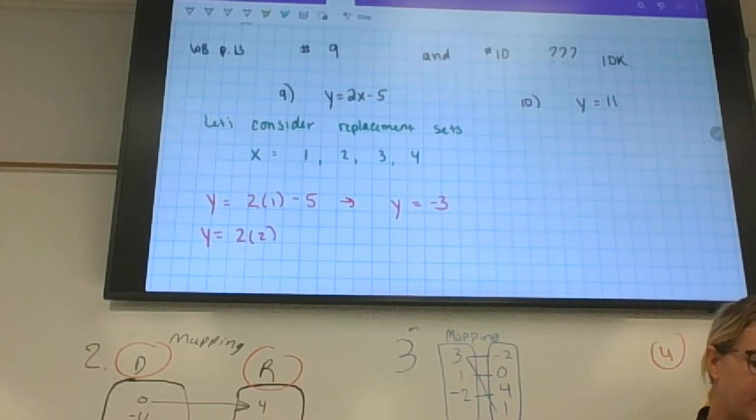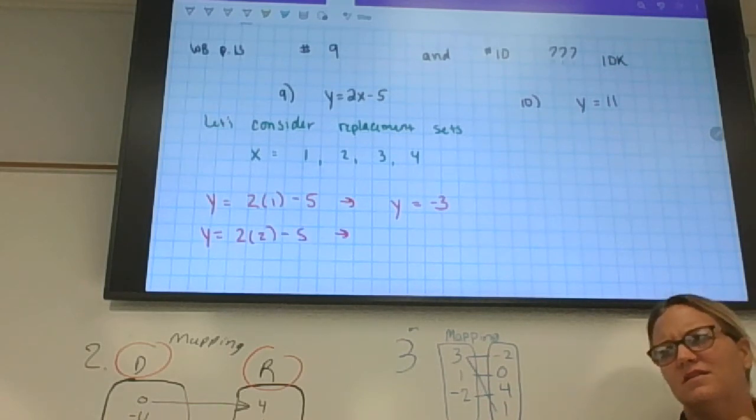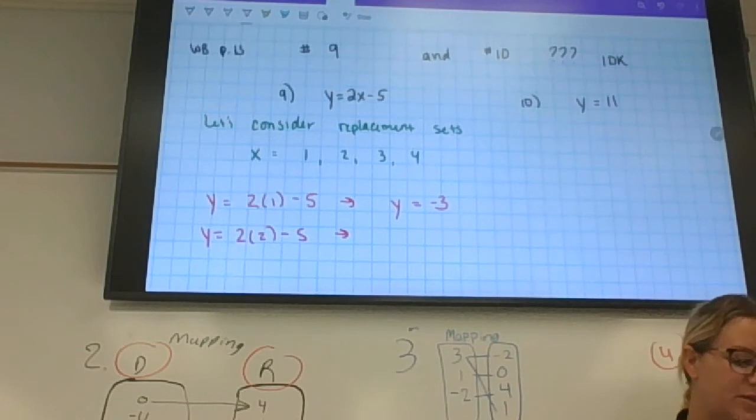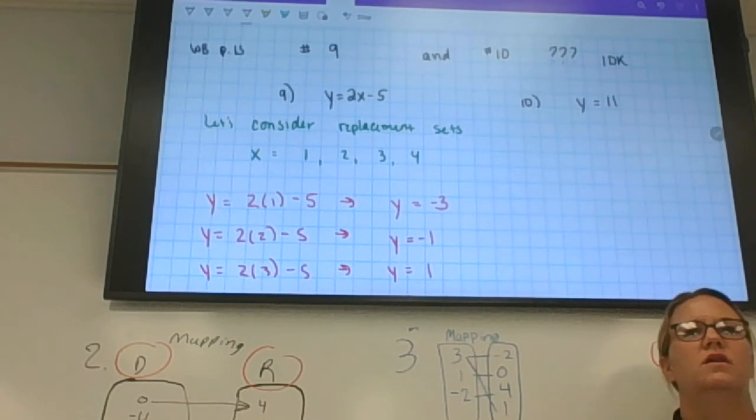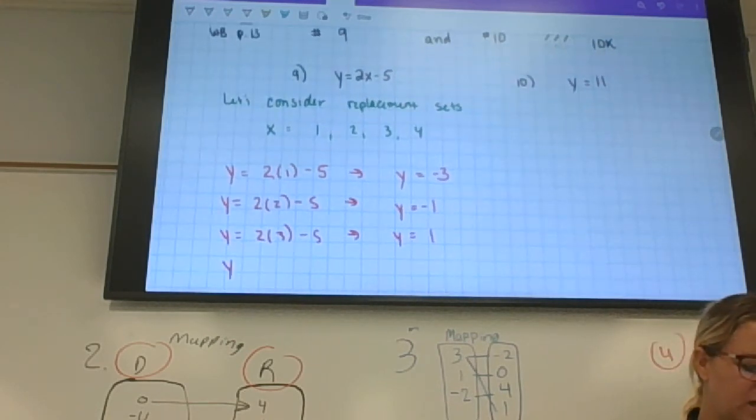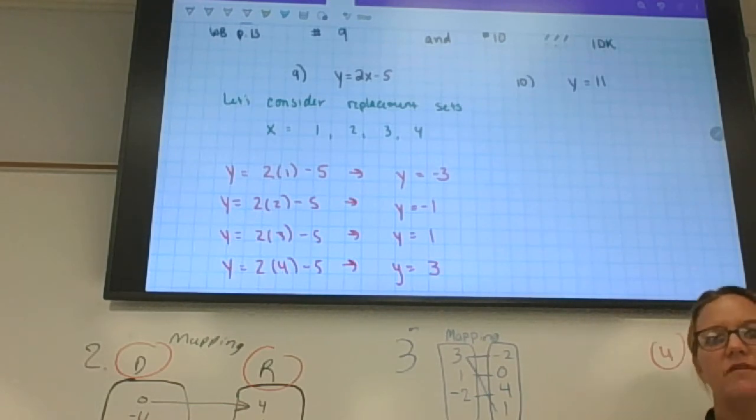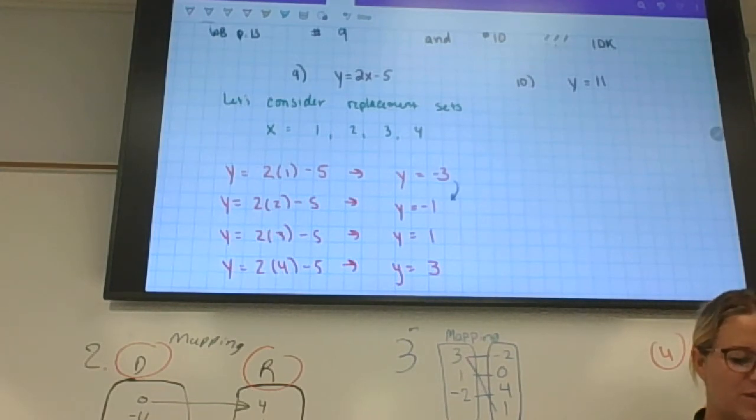If I put 2 in for x, what would y be? -1. If I put 3 in for x, what would y be? 1. Let's do one more. It's going to click. If I put 4 in for x, what would y be? 8 minus 5, 3. All right, so what's happening to these y values? They're increasing by 2.